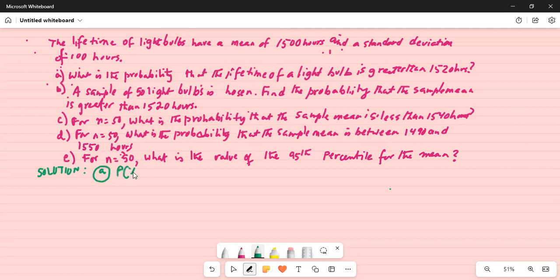P of x greater than 1520. So we are going to use the TI-84 calculator, and we will press the second key, then the DISTR key, and then we'll scroll down to number 2, which is normalcdf.